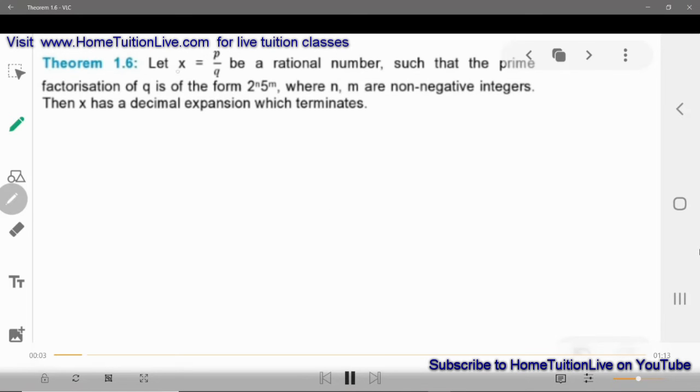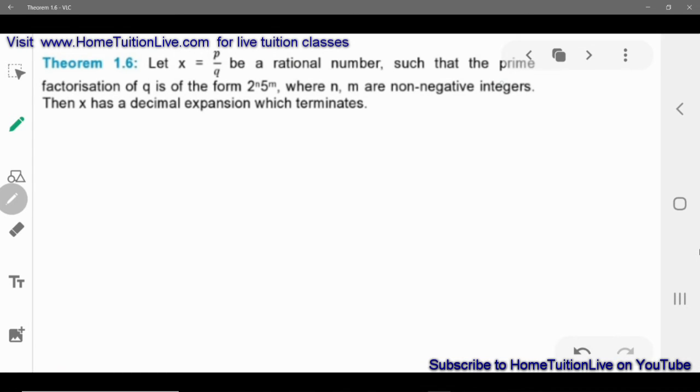In theorem 1.6, let x equal p by q, a rational number such that the prime factorization of q is in the form 2 power n, 5 power m, where n and m are non-negative integers. So let's take an example, say 12 divided by 2 power 2, 5 power 1. Here the denominator is in the form 2 power n, 5 power m, where n and m are non-negative integers.